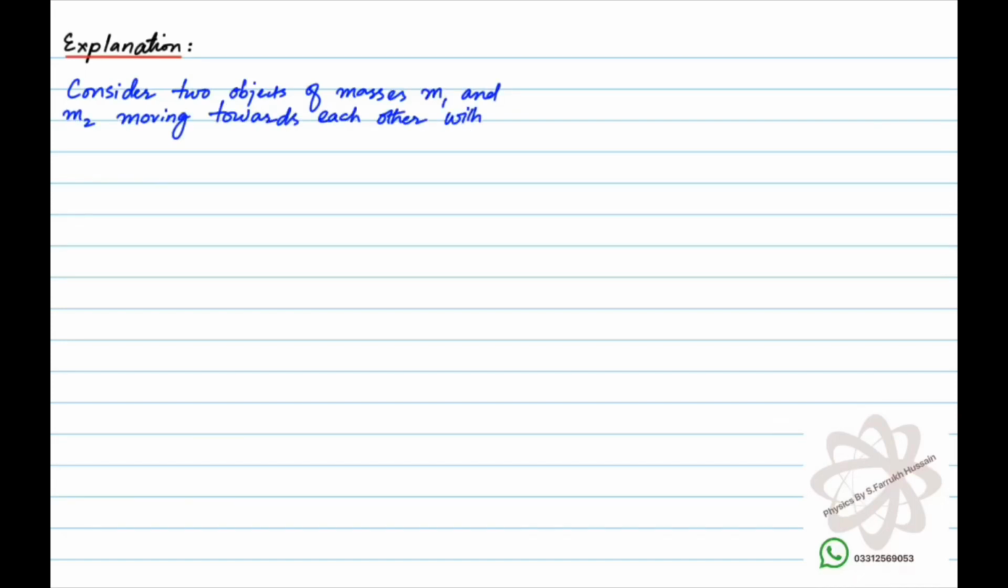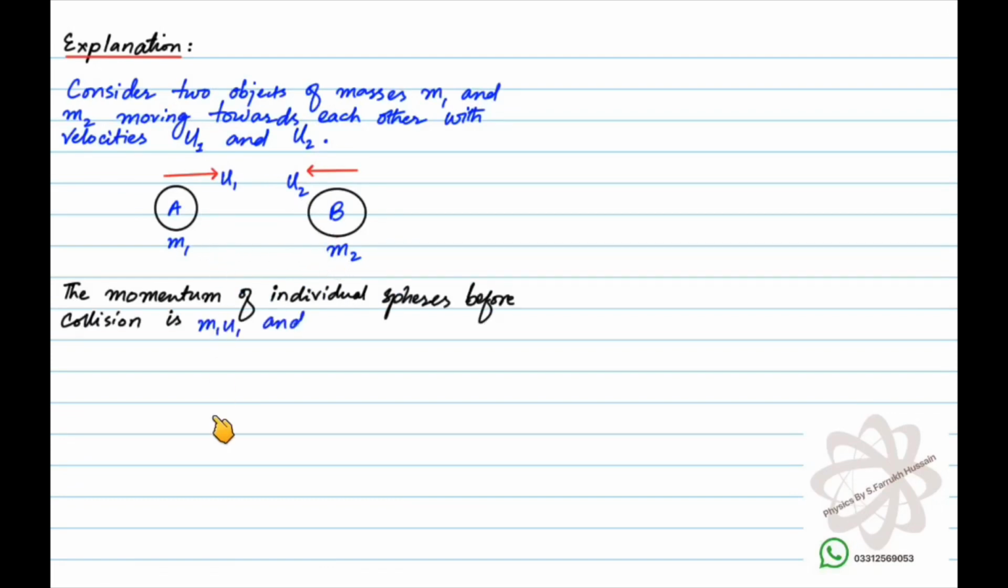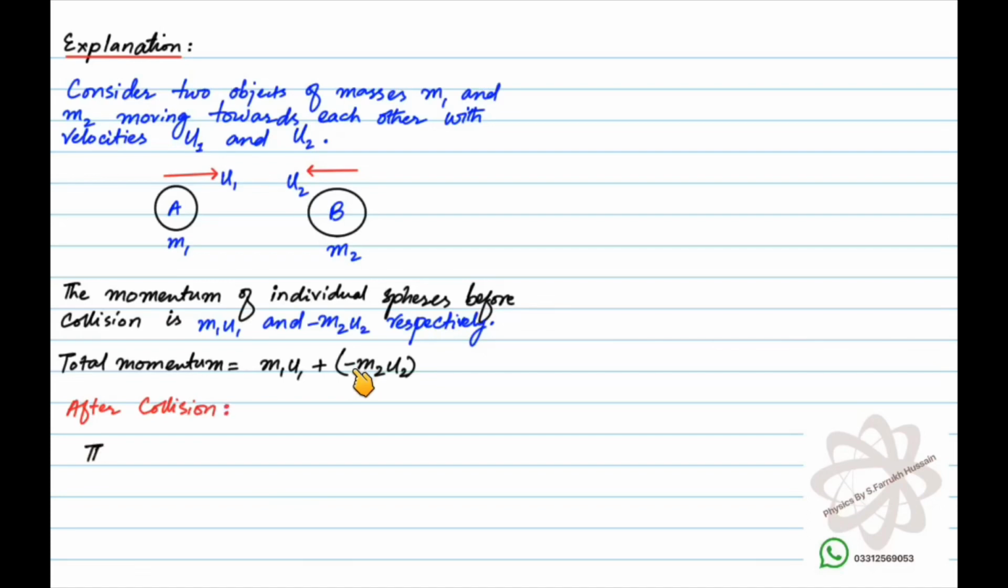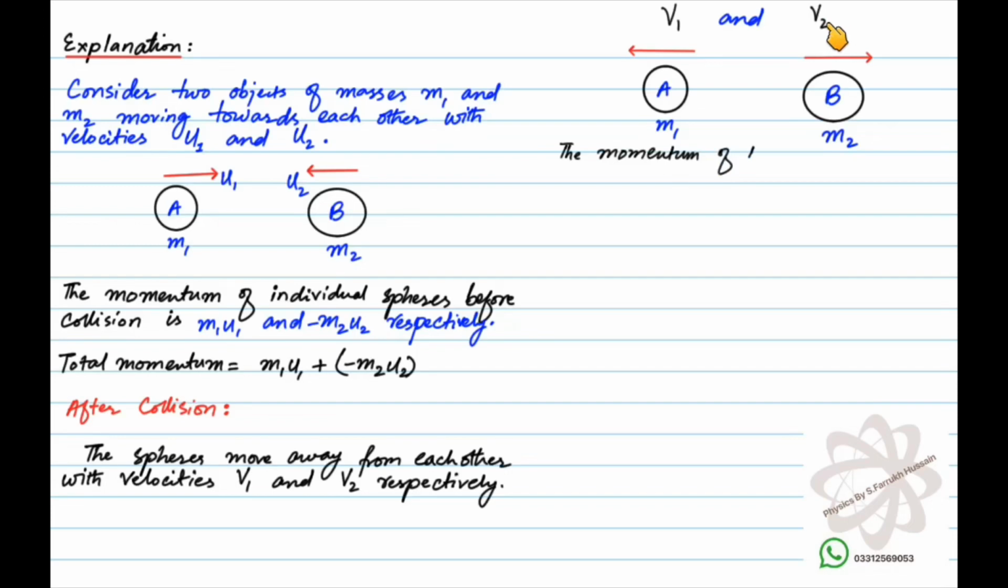Now, for the explanation of the law of conservation of momentum, you have to consider two objects A and B of masses m1 and m2 moving towards each other with velocities u1 and u2 as shown. The momentum of object A is m1 u1, the momentum of object B is minus m2 u2 because the direction is opposite to A. So the total momentum will be m1 u1 plus minus m2 u2, because object B is moving towards left. After collision, let's say object A moves towards left and object B moves towards right, object A with velocity v1 and object B with velocity v2.